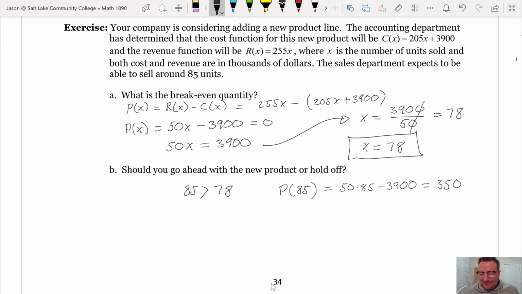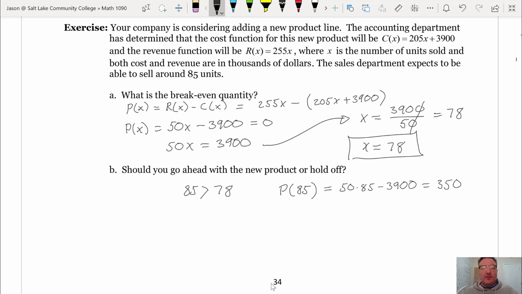Okay, and you know, what if we're not able to sell 85 units? Then if we can't sell at least 78 units, we're going to lose money, and that would be very bad, perhaps even disastrous. So there's a lot of factors to take into consideration when making these decisions, obviously, but perhaps maybe your company strongly believes that this product will grow and sales in the future will grow as well, and maybe you just need to get a foothold in the market and it's worth the risk.